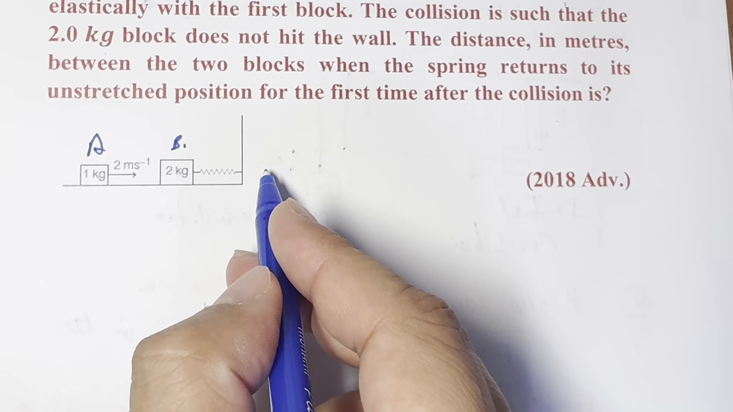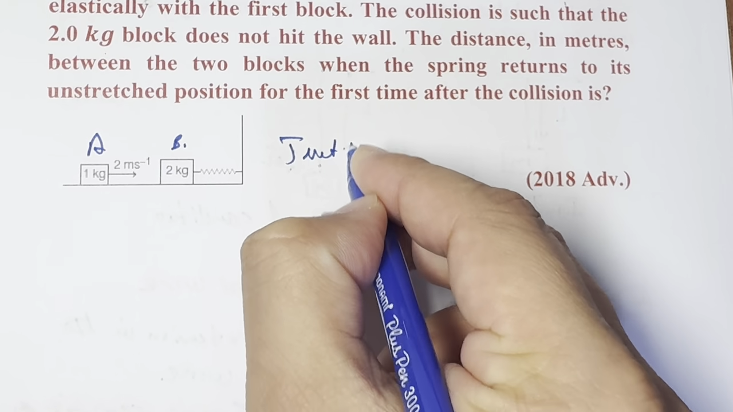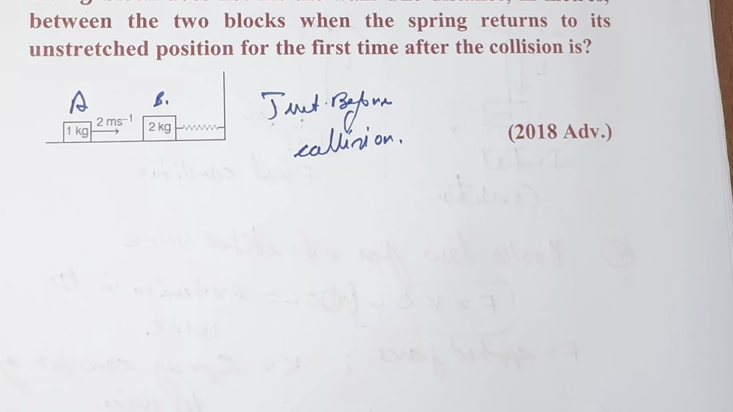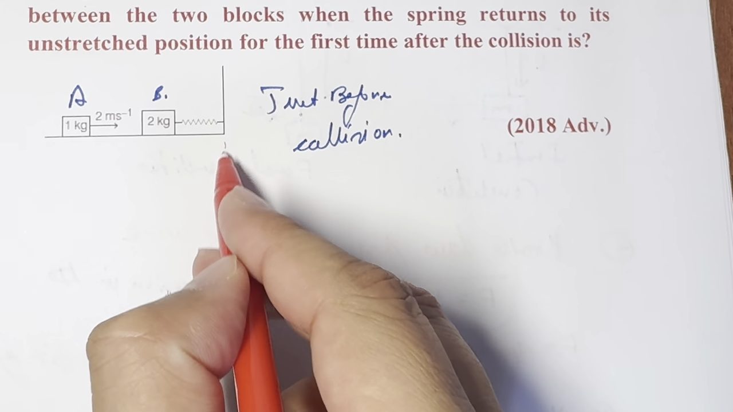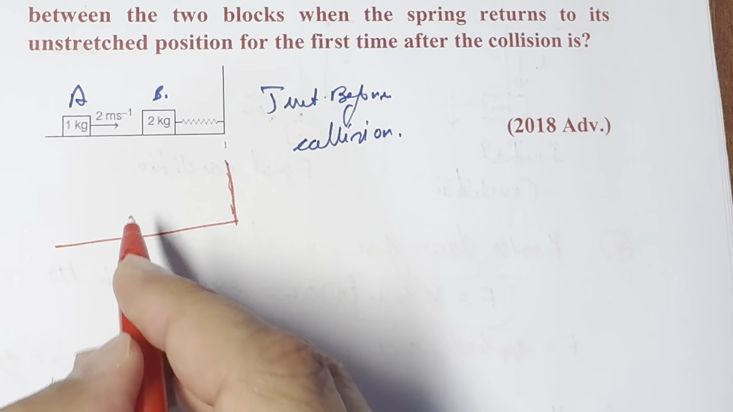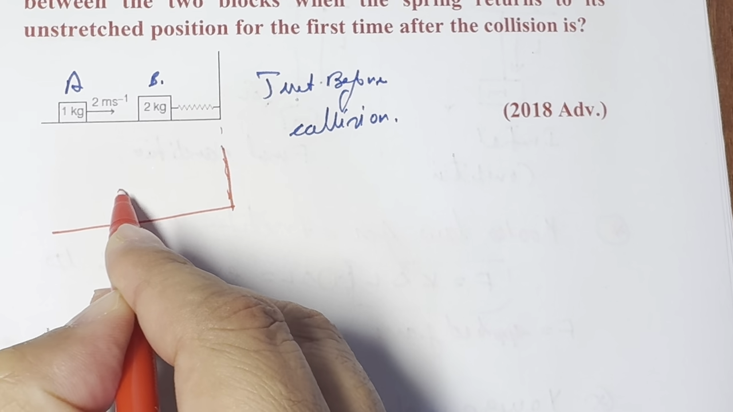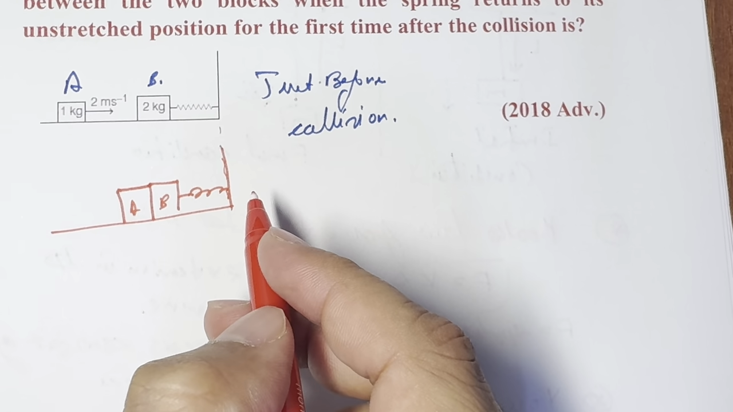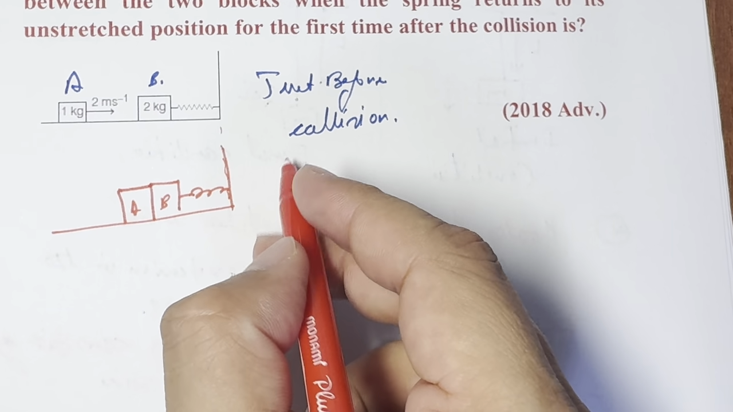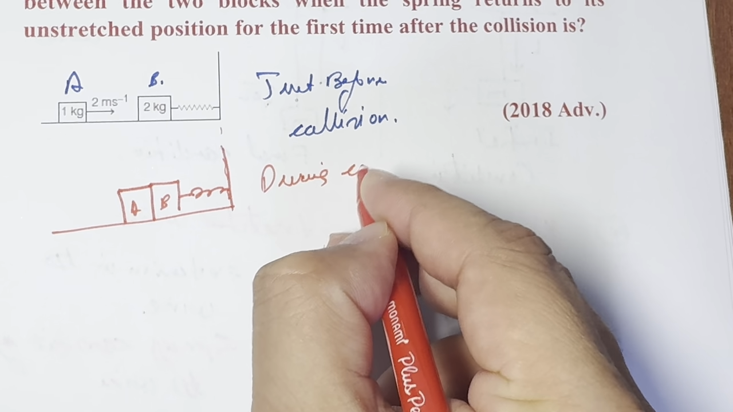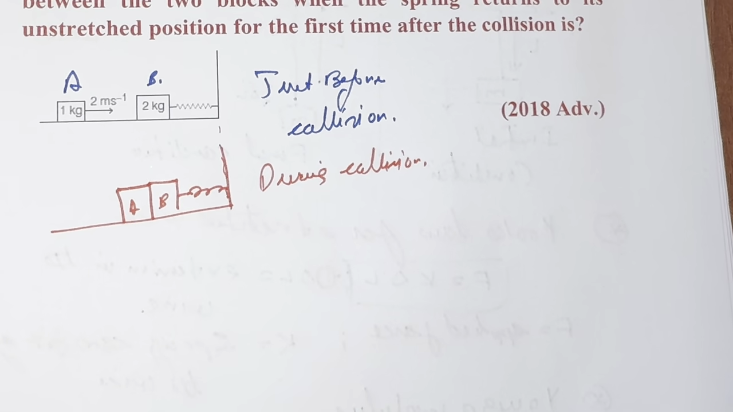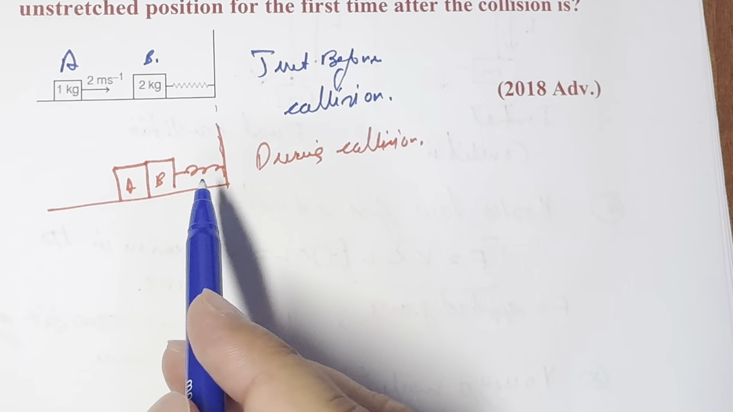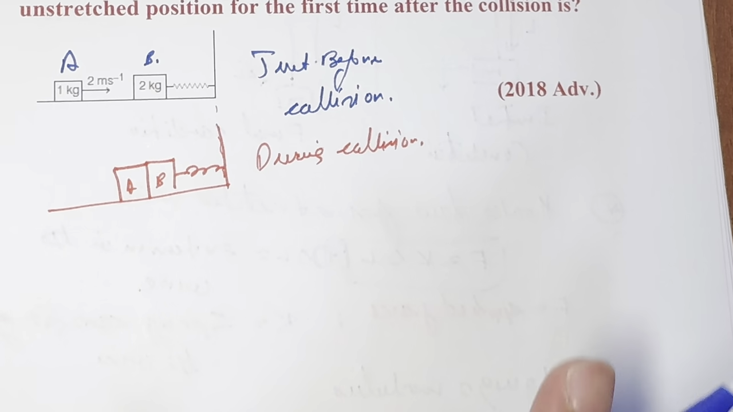So let us consider this situation just before collision. This is A, this is B, and this is the position at collision, or we can say during collision. And during the solution of the question, we are also going to find the respective velocity of block A as well as block B after the collision. Okay, so let me draw the figure first.